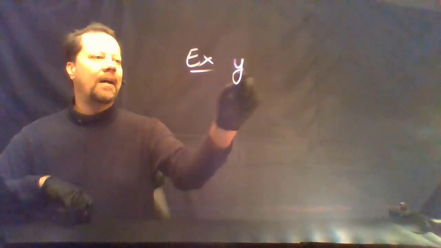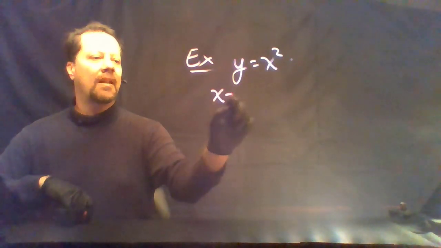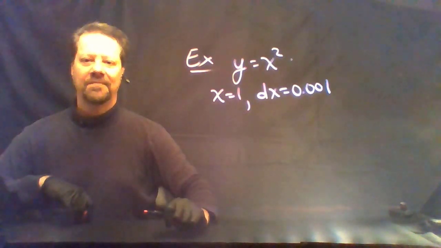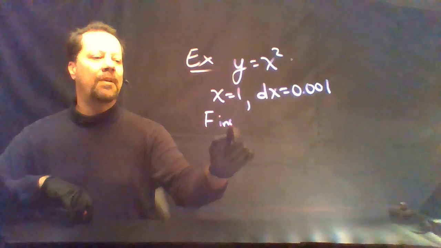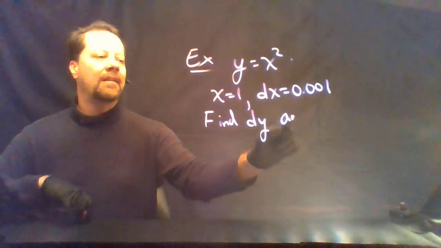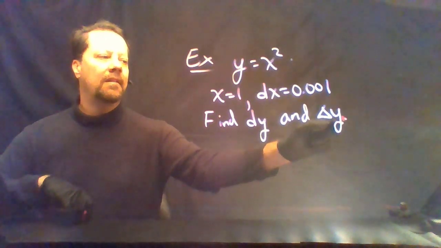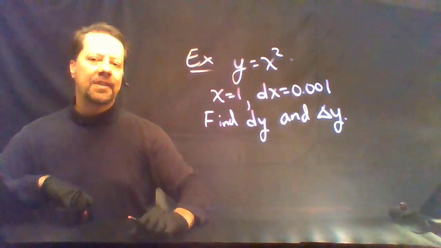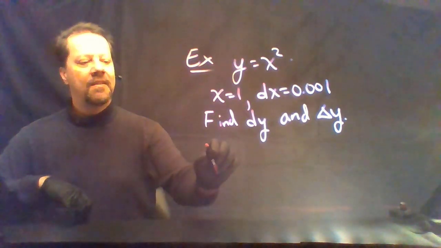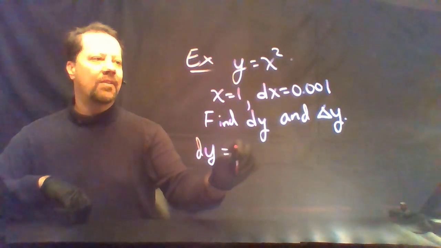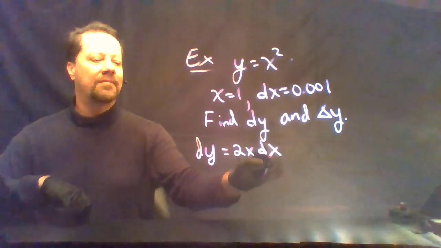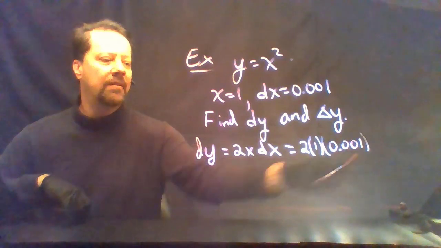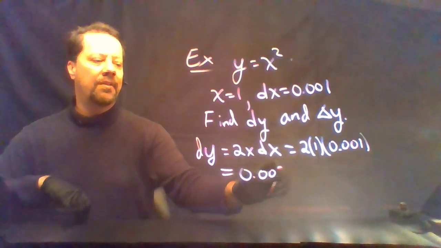Let's suppose that we have y equals x squared, x equals 1, dx is 0.001. I want to find both dy and delta y to compare these two versions of the error that results from a small perturbation in x. First of all, dy is going to be derivative times dx. If x is 1 and dx is 0.001, dy is 0.002.